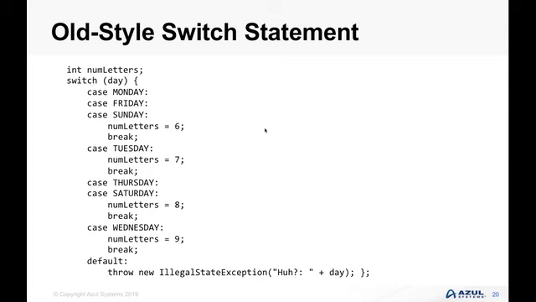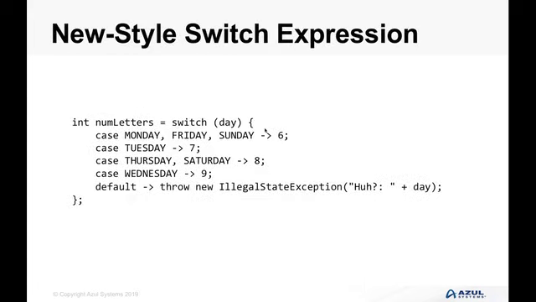As I said, this is code that is more error prone than we would like because we have to remember not only to put a break in each set of case statements, but we also have to remember to make the assignment to number of letters. And if we forget to do that, we could end up with some, again, harder to find errors than we might like. In JDK 12, we get a different way of doing the switch expression.